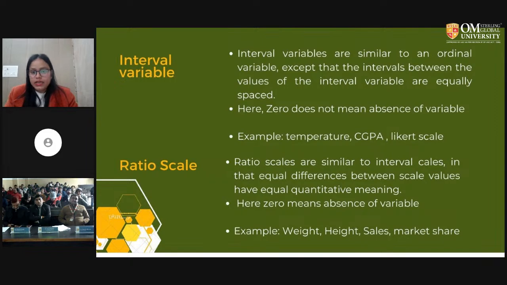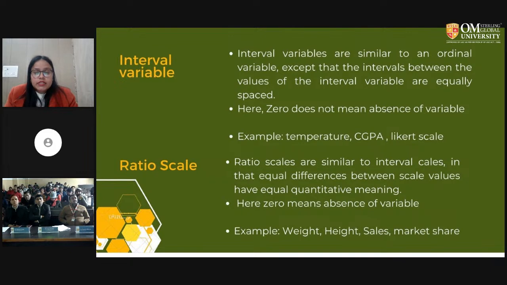For example, in a 5-point Likert scale, we assign a value of 0 to the neutral. So neutral doesn't mean that it is an absence of the variable. We can say the person is neutral. He cannot say anything. This example can also be applied to temperature. For example, we are saying that there is 0 degree temperature. It doesn't mean the temperature is absent. We can say the temperature is 0.